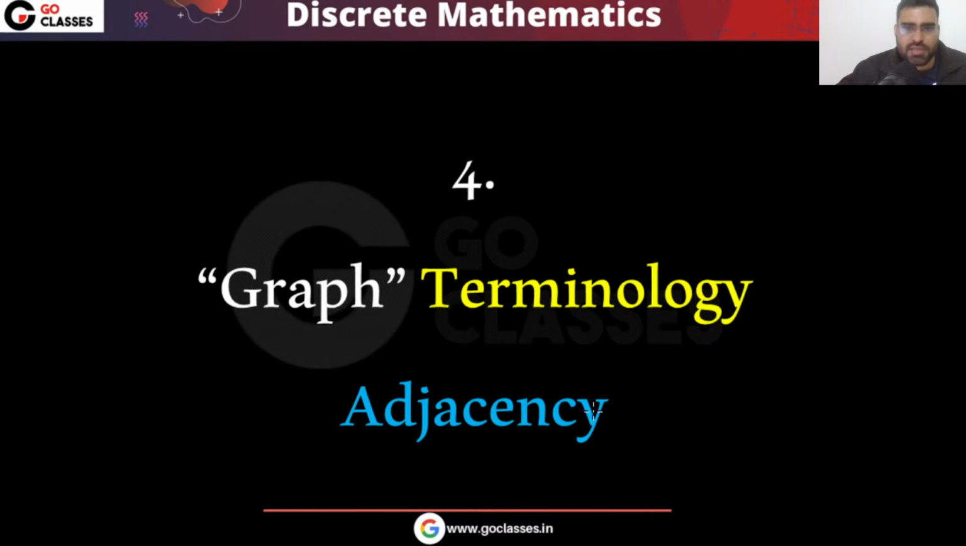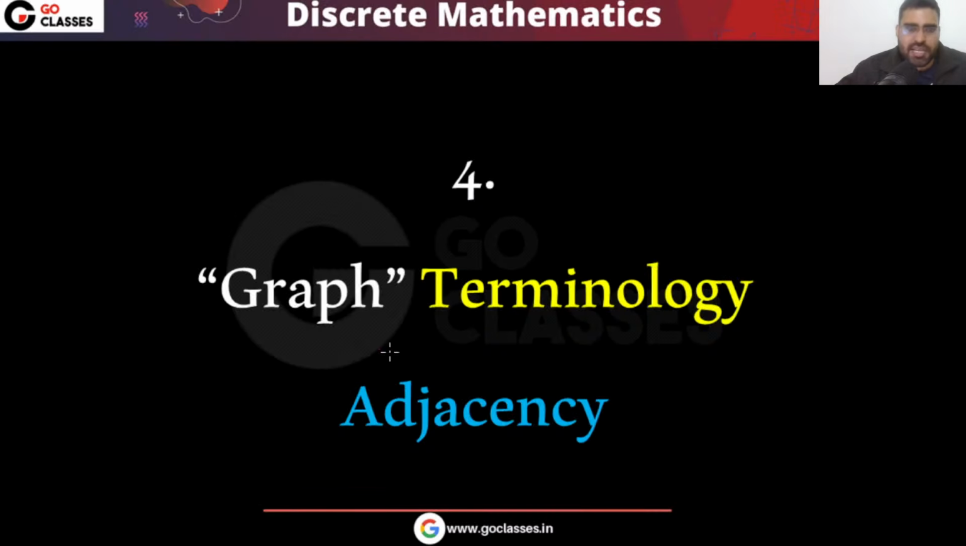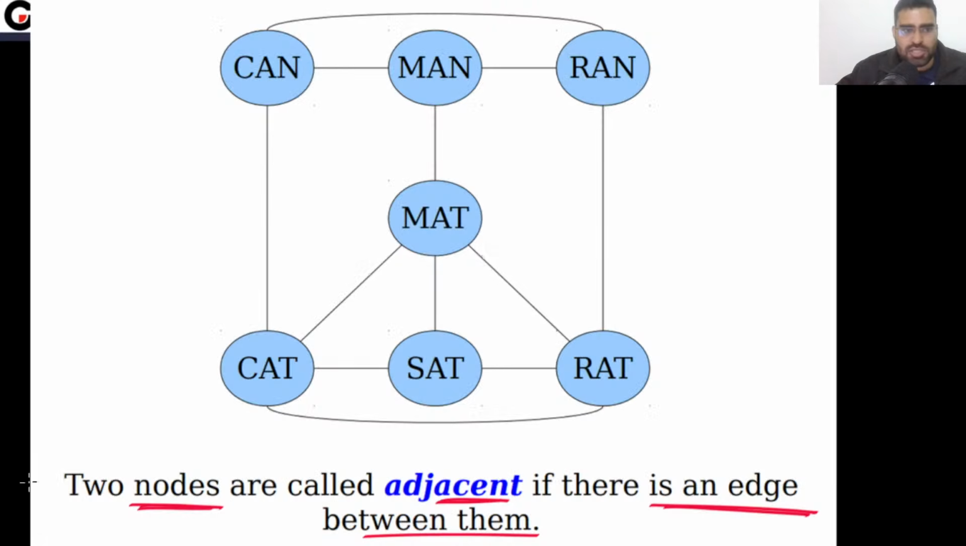So the next terminology is adjacency. What is adjacency? When can I say two vertices are adjacent? Two vertices are adjacent if they are connected by an edge. If there is an edge between them, then we will say that they are adjacent. Okay, so it's like neighbors. For example, this is your house, this is your house, and these are connected by a wall. So if they are connected by this wall, in this situation these will be called adjacent. Adjacent means they have an edge between them. They are directly connected by an edge. So this is called adjacency.